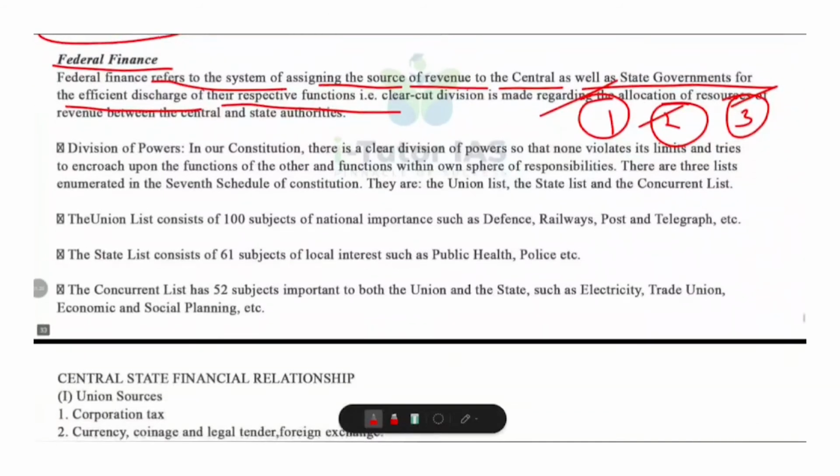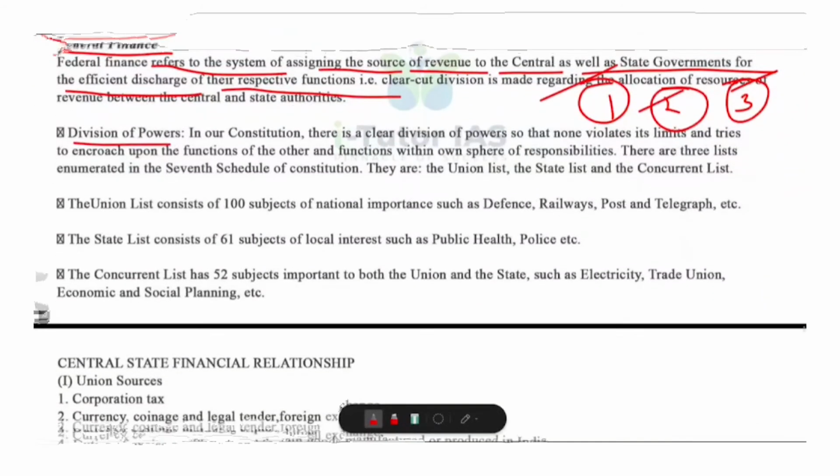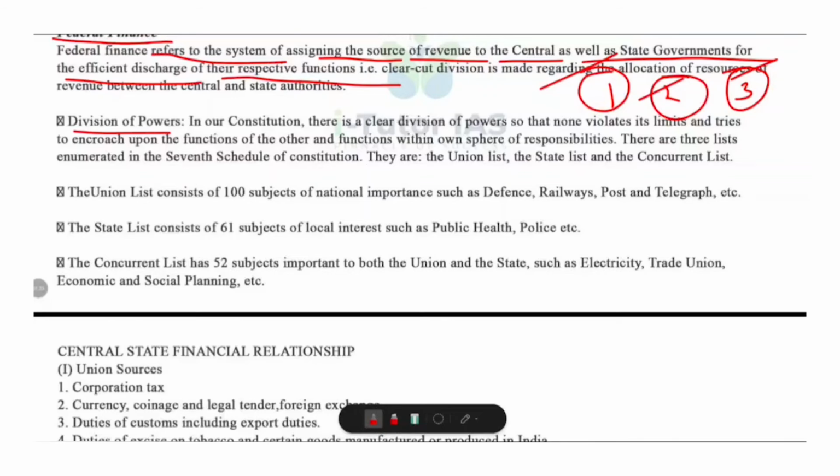Okay. Now, division of power in the Indian Constitution. To avoid conflict and overlapping, the Constitution clearly divides subjects between the center and the state. This division is given in the 7th Schedule. Okay, remember that this division is given in the 7th Schedule, which has 3 lists: union list, state list and concurrent list.